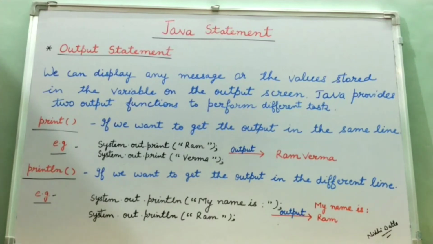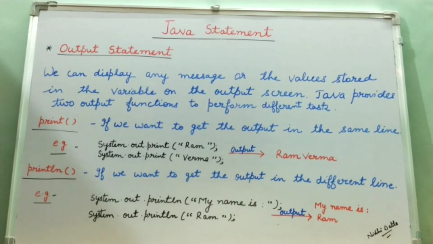What will be the output of these statements? The print function always gives output in the same line. That's why the output of these statements is Ram Verma in the same line, written here with the red pen marker. You can see it also.